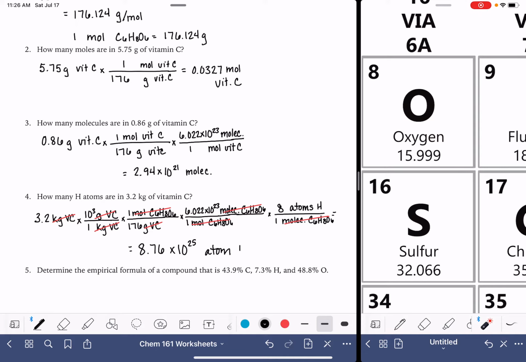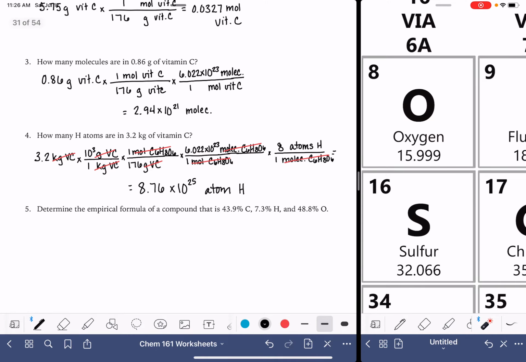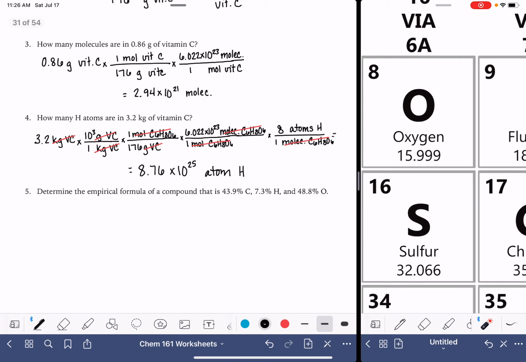Now, the last problem on here, initially it's going to look like it's different than the others, but it's actually using the same type of strategy. This problem is asking us to determine the empirical formula of a compound that is 43.9% carbon, 7.3% hydrogen, and 48.8% oxygen.